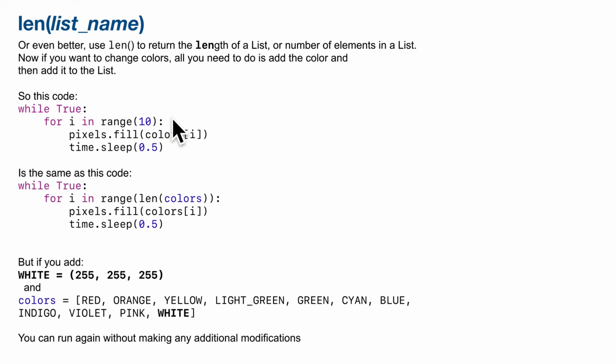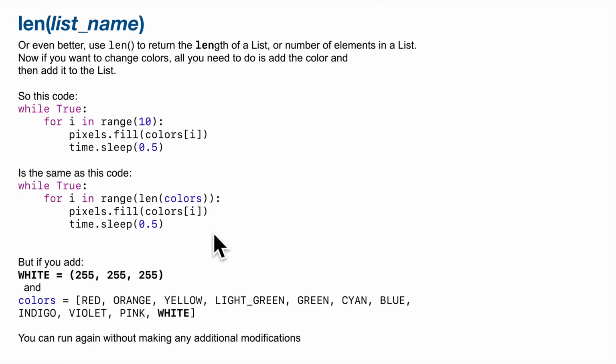We can do exactly that by using the len command. Len, L-E-N, returns the length of a list. Just pass in between the parentheses the name of the list, and len will return the number of elements in the list. So instead of saying for i in range 10, we can say for i in range and then inside, len(colors). If we run this on the code we just wrote, len will return 10.